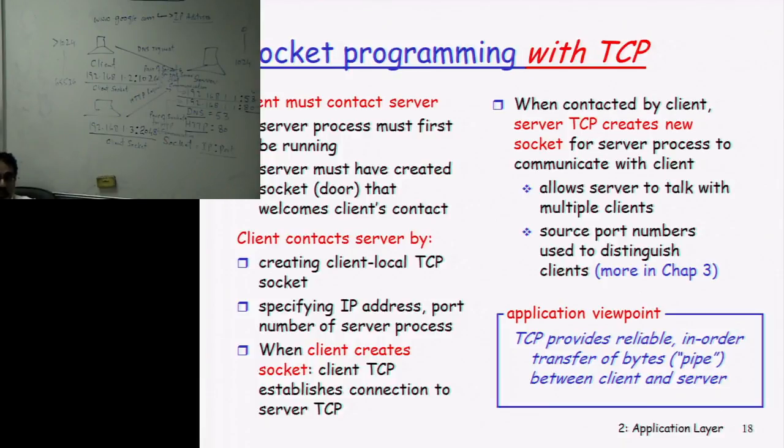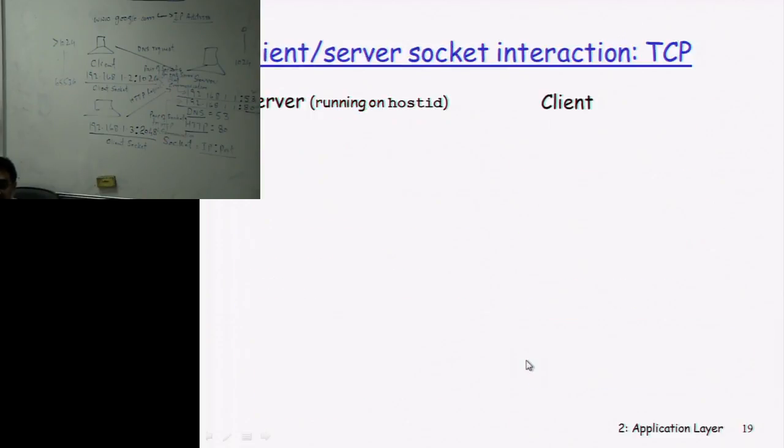The client side will create another socket, the client socket, in order to transmit data to the server, and the server side will create a socket to receive the request sent from the client. Clear? This allows the server to talk with multiple clients; the source port number is used to distinguish clients. We will look into it more in chapter 3. From the application viewpoint, TCP provides reliable, in-order delivery of segments, a transfer of bytes through the pipe between the client and the server.